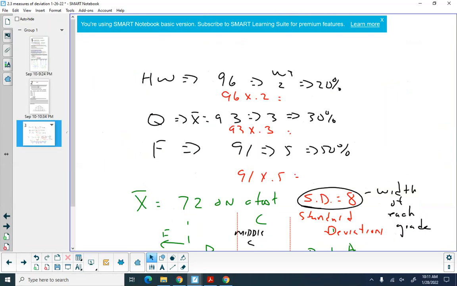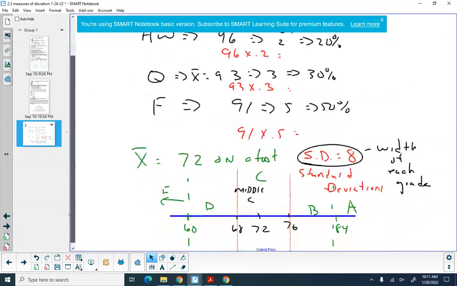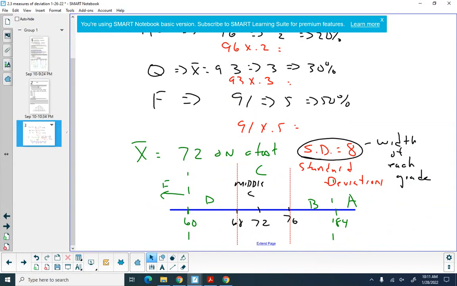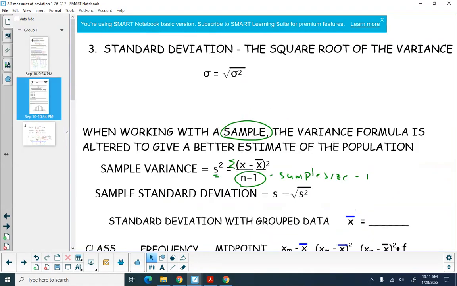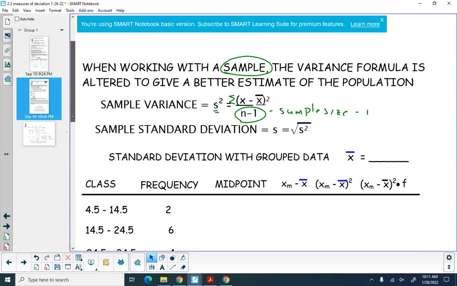We then took a look at a grading scale. When we were looking at a grading scale, what happens with respect to grading on the curve. And that's basically where we left off.